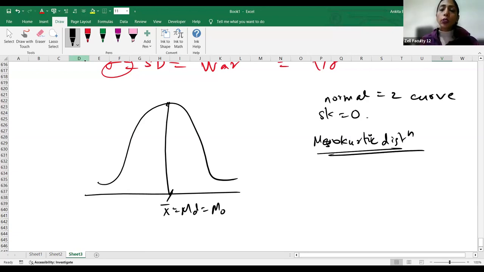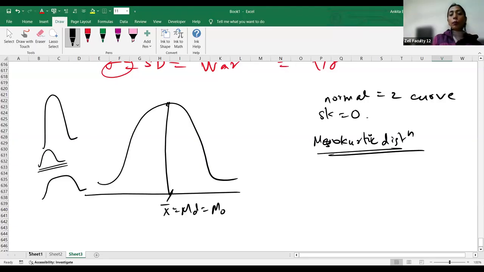Now, what do we mean by mesokurtic distribution? That it does not have a peak, nor does it have a plateau. Here, it is not steep like this, and it does not have a plateau like this, but it is normal in nature. So this normal is known as mesokurtic, which means it has kurtosis equal to 3. For a mesokurtic distribution, the kurtosis is 3.